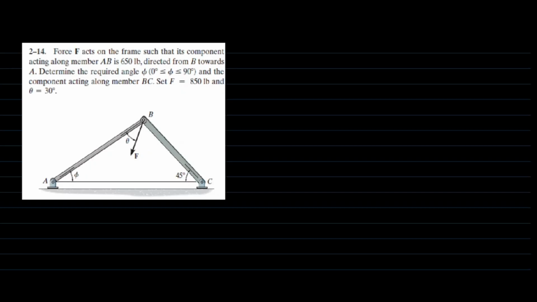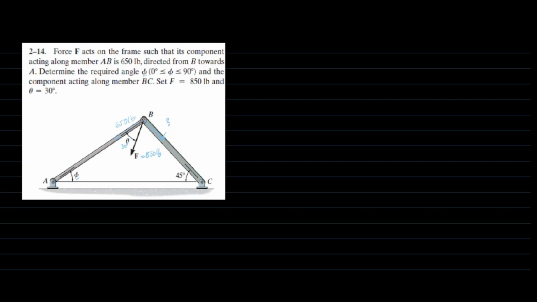The force F acts on the frame such that its component acting along member AB is 650 pounds, along this line, directed from B towards A. Determine the required angle phi, this is the angle phi, and the component acting along the member BC. In this case, we don't know this angle, but we know F to be equal to 850 pounds and theta to be 30 degrees.